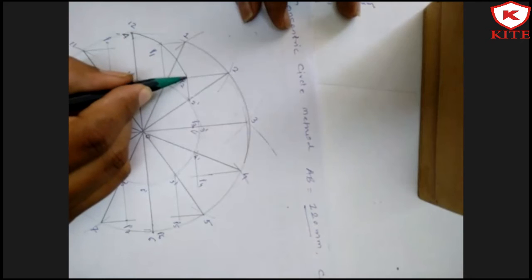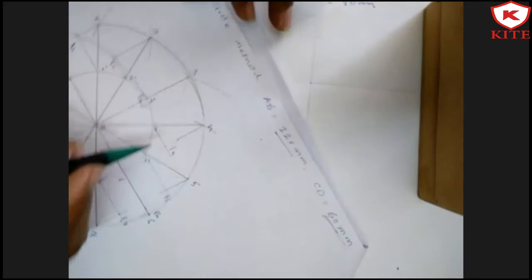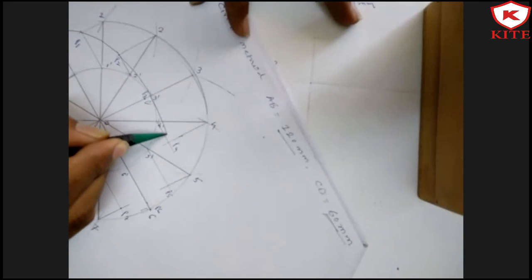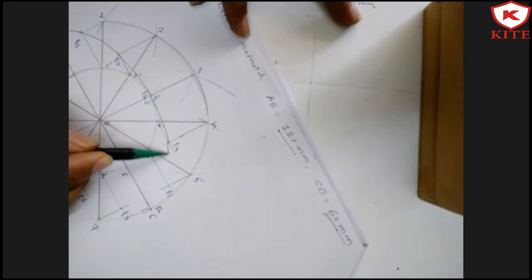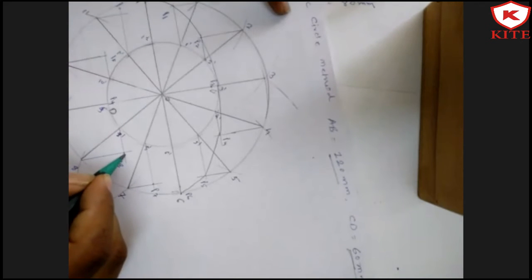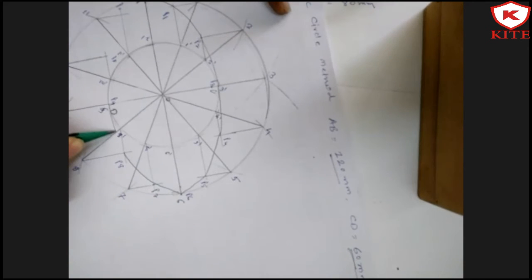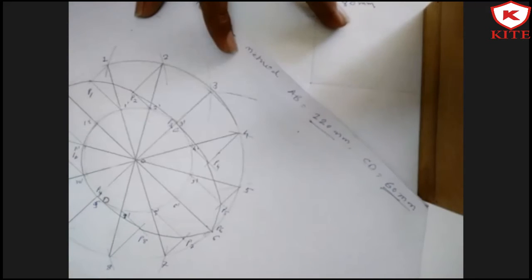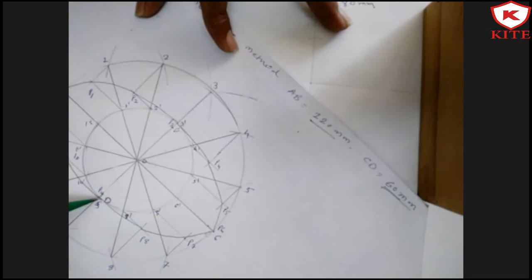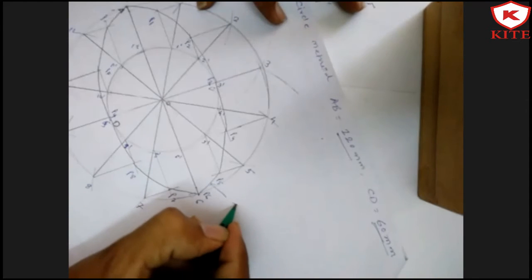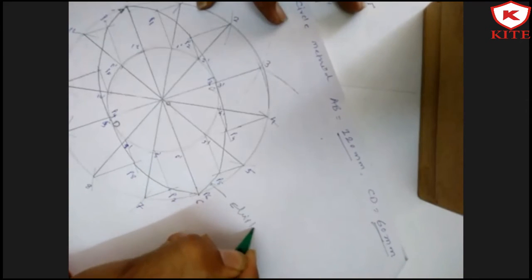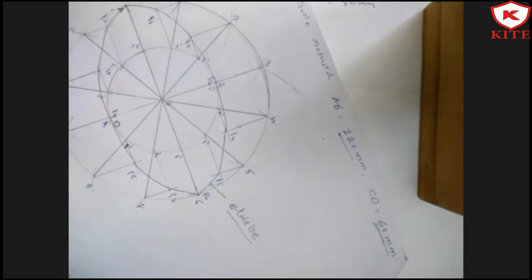P2 to P3, P3 to P4, 4 to 5 to B, same as B to P7, P8 to P9, and here now this is ellipse curve. This is known as ellipse curve.